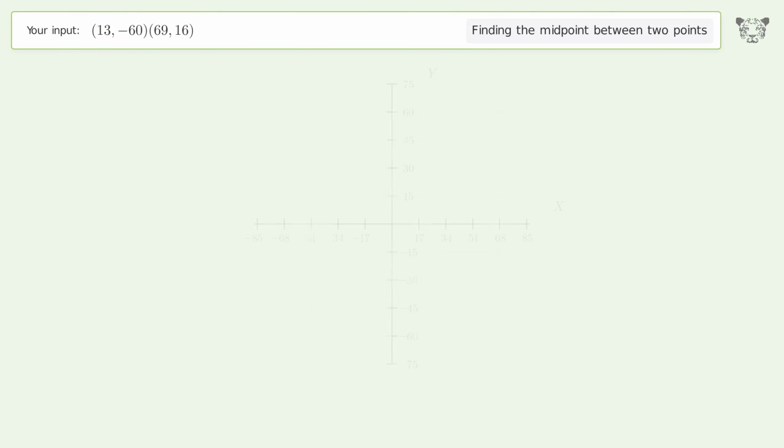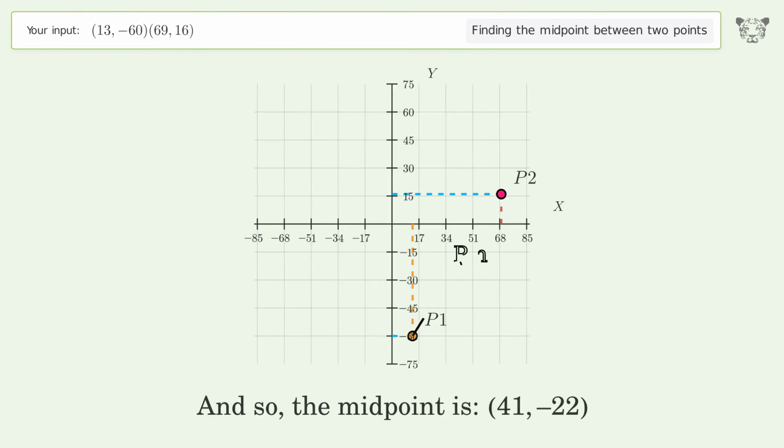And so, the midpoint is 41, negative 22.